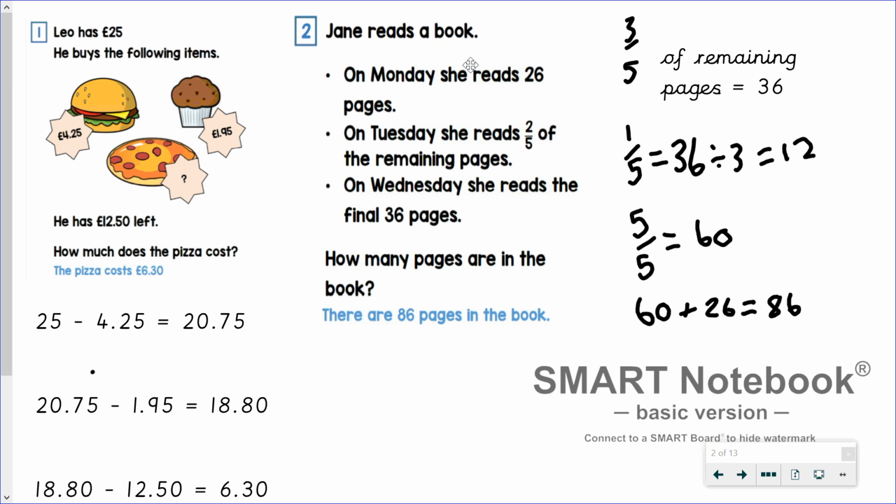Now we go back to this: on Monday, she read 26 pages, and we add that to our 60, which is the total of the remaining pages, which gives us 86. So there are 86 pages in the book. Hopefully we did okay with those ones.